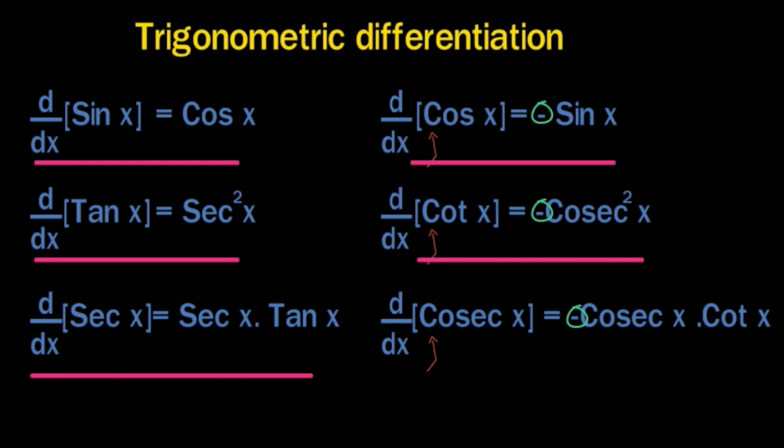If you differentiate cosecant x, you will first get a negative sign because it starts with c. Then you repeat the cosecant x and then cotangent x. So this is how you can remember the basic differentiation for the common trigonometric functions. Let's start off with some examples.